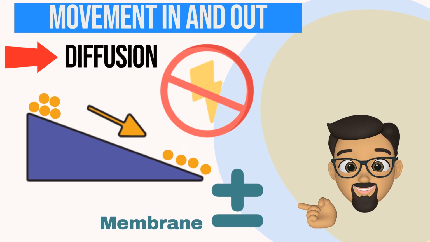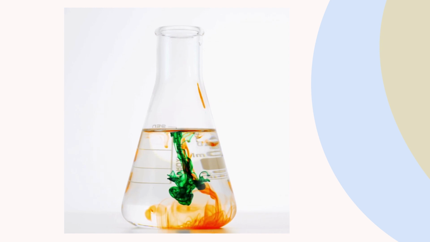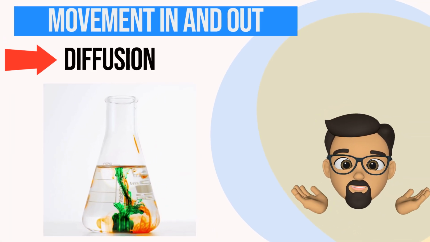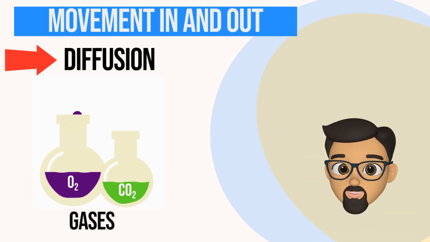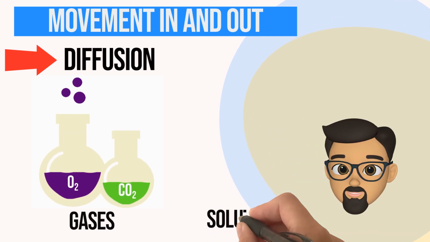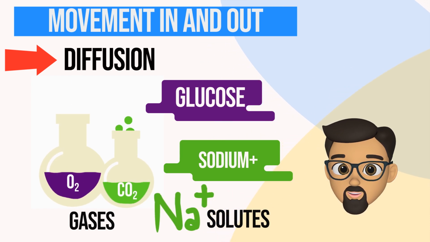To understand it simply, imagine putting colored ink into water. The color spreads from the concentrated drop to the whole water in the glass. That is diffusion. It happens in gases, like oxygen and carbon dioxide, and also in solutes like glucose and sodium ions. Now, if you want a biology example, here you go.